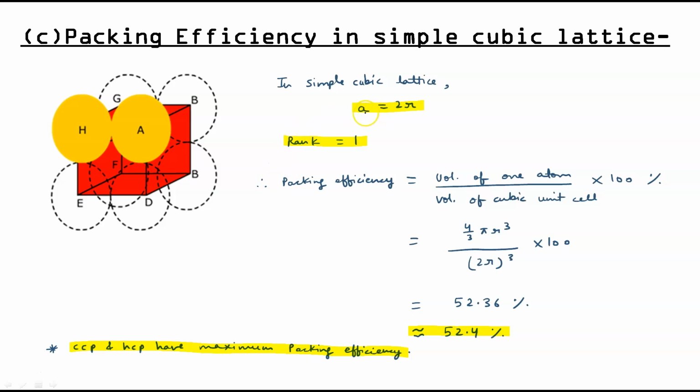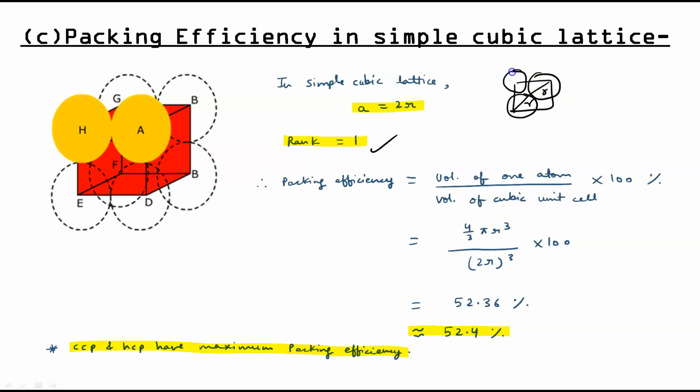Now comes third, packing efficiency in simple cubic lattice. You can see this diagram, you know that in simple cubic lattice, the constituent particles, that can be atoms, ions or molecules, are present only at the corners. So in this, the rank is only 1, because for the contribution of corners, the constituent particles per unit cell is 1. So the rank is 1. And from this diagram, you can see A equal to 2R, because this is R and this is R. So we get the value of edge length A equal to 2R.